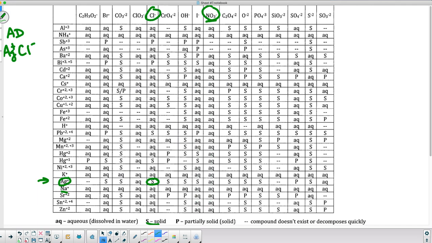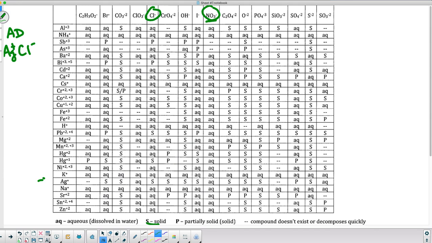Take a look at sodium. Sodium going all the way across. There is no solid. They're all AQs. Okay, so there's a couple of them that do this. The group 1 metals do this, and there's a couple polyatomic ions that do this. Let's find another one that does that. Chlorate does the same. All the way down, it's all AQs or dashes. The dash and the AQ mean basically the same thing. It means that the compound doesn't exist or decomposes quickly.